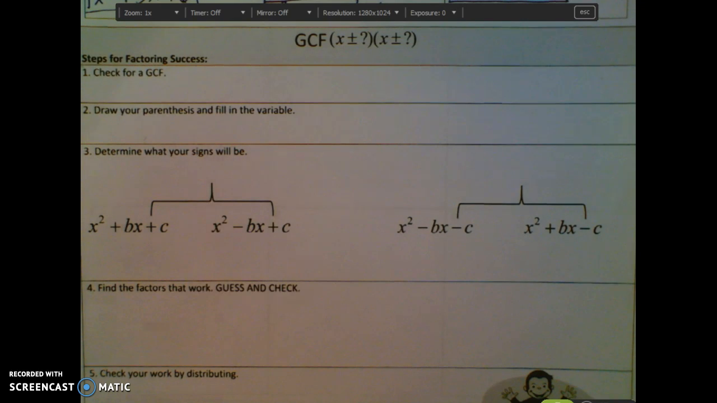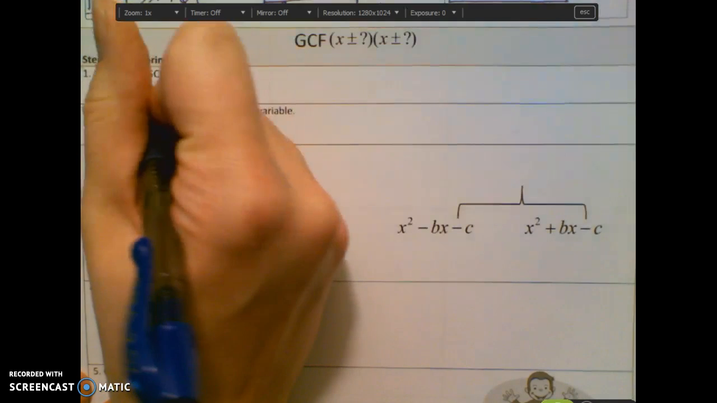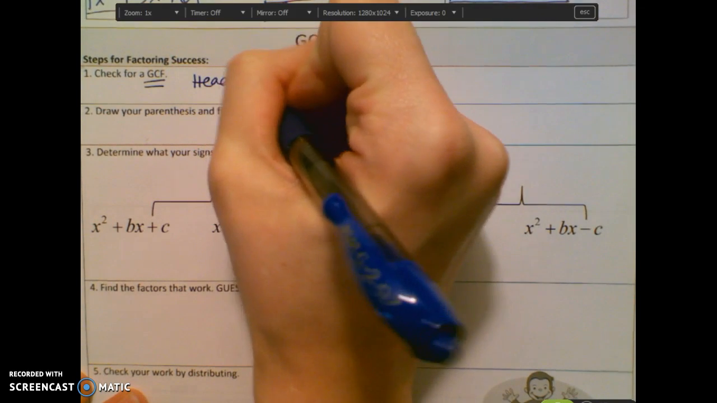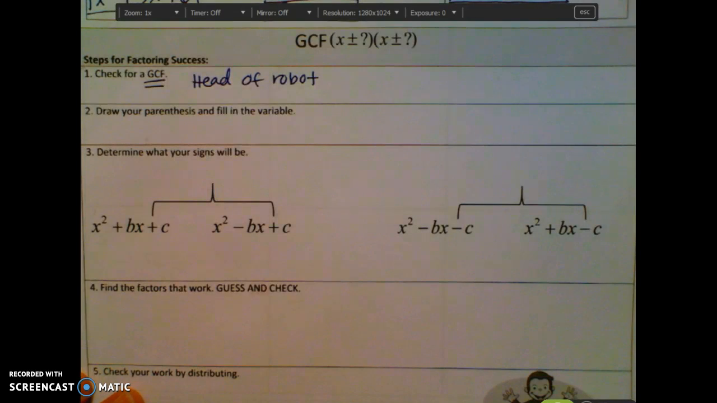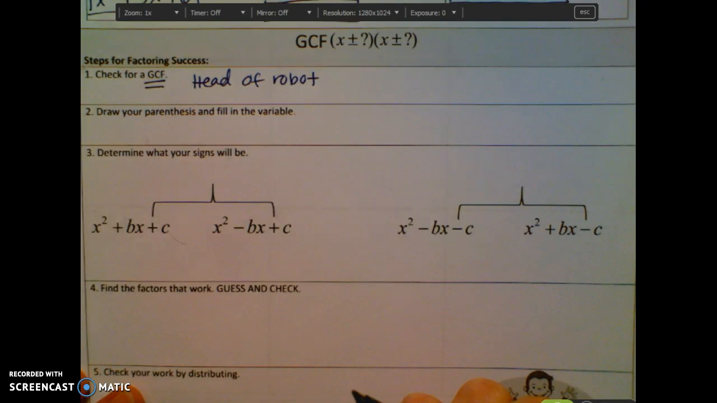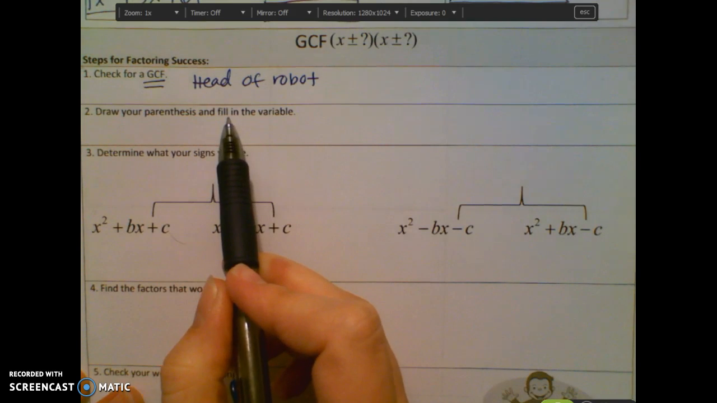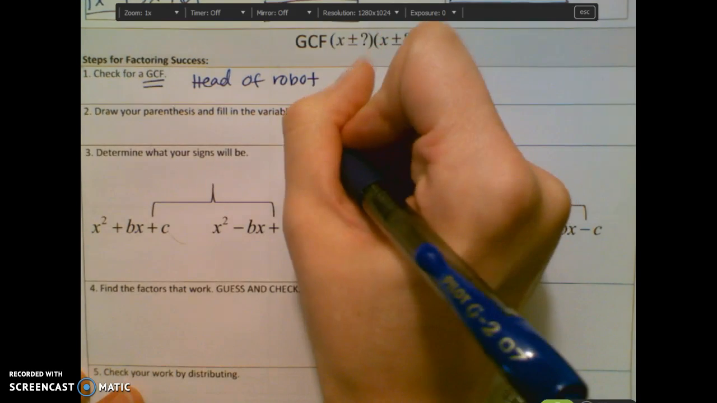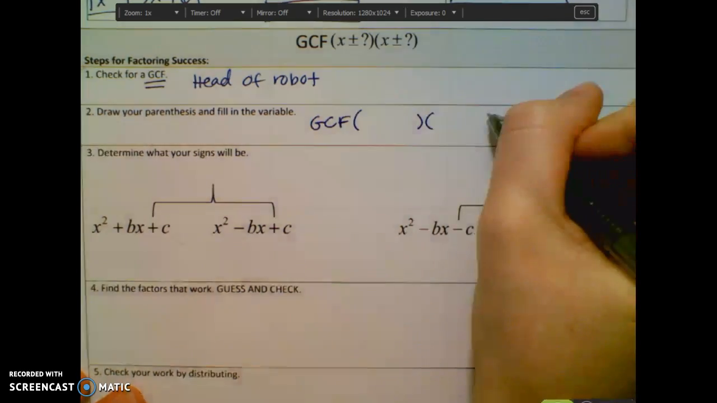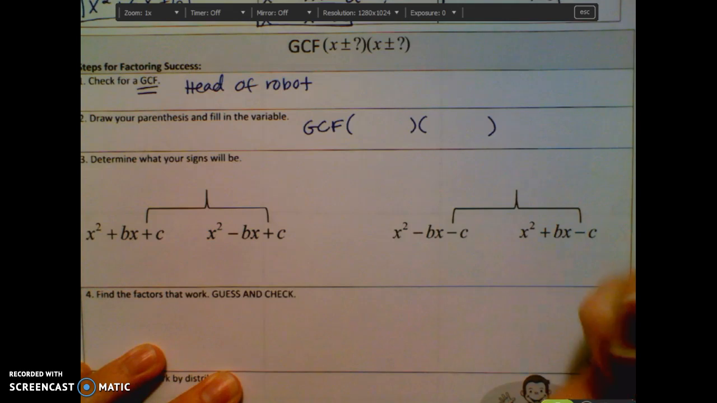So first of all, the first thing we always look for when we're factoring is a GCF. So that was what 11.5 was. It's so important that we always check for a GCF, and that is the head of our robot. So that's the head of the factoring robot. Remember, that was handed out in class today. The head of our robot is GCF, so that's what we always do first, and then we place it on the outside. So after we find the GCF, then we're going to draw our parentheses. So we've got a GCF sometimes, and then we are going to have two sets of parentheses. These parentheses are our factors.